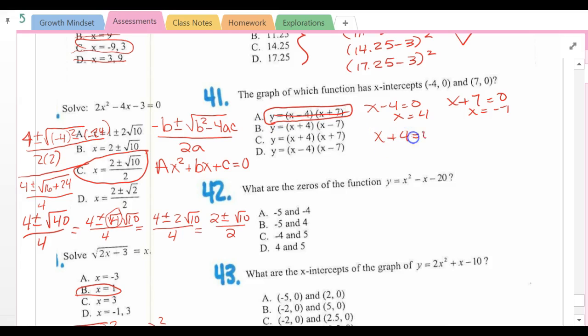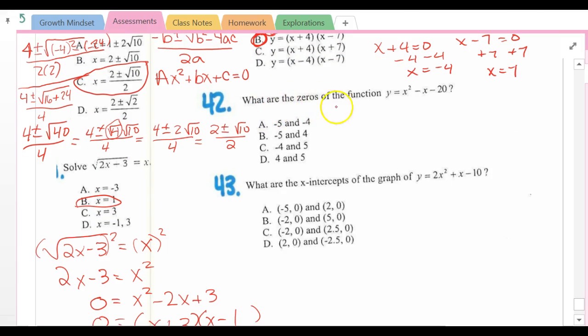I do the same thing for the next one. x plus 4 equals 0. x minus 7 equals 0. This one gives me x equals -4. This one gives me x equals 7. So B is your answer. Anytime they're looking for x-intercepts, you are solving these equations for x.